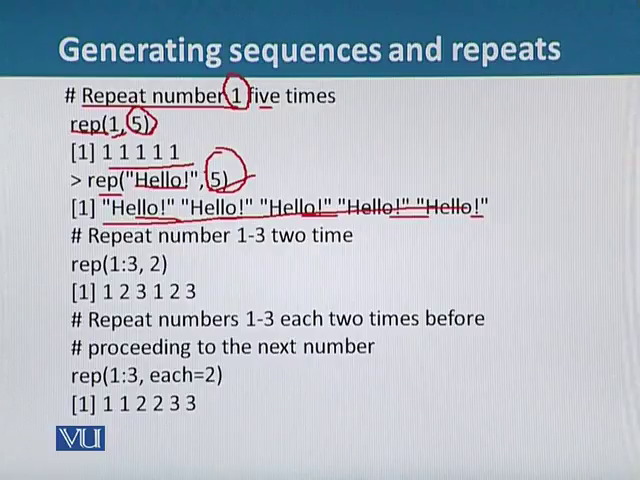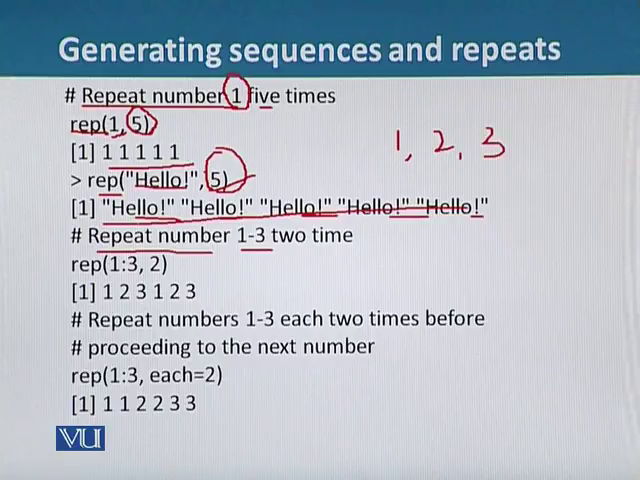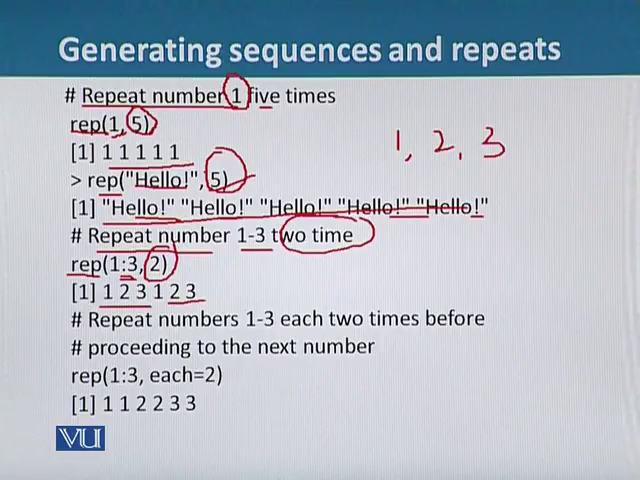For example, if we want to repeat the numbers 1 to 3, written as 1, 2 and 3, this set of numbers or vector, we want to repeat 2 times. So we write the command rep, then write 1, and in between 1 and 3 we write colon. We have already studied that 1 colon 3 means 1, 2 and 3. This is the first argument, and how many times? 2 times. So 1, 2, 3 will be repeated 2 times, and we will get the answer 1, 2, 3 one time and 1, 2, 3 a second time.